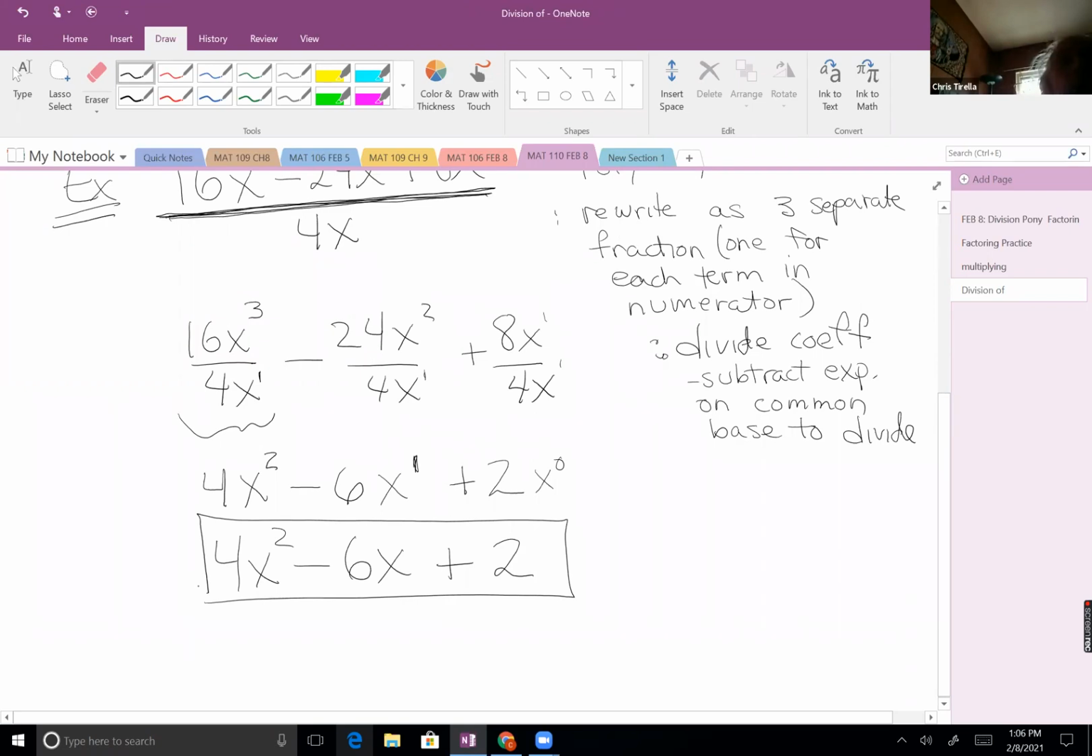And so to reduce a fraction, if I have a single term in the denominator, to divide a polynomial by a monomial, a single term, we have to divide each term of that polynomial by that single term.